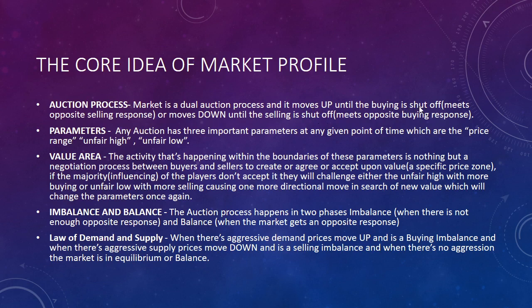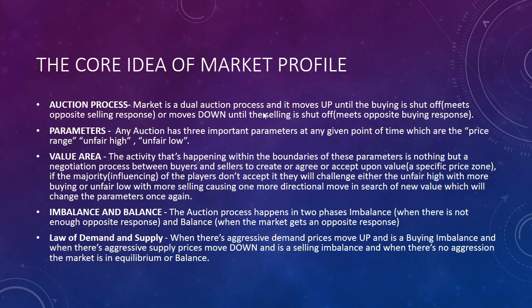The shut off does not mean it's zero or something. It's that the buying is not dominating anymore, and similarly the selling is not dominating anymore. When the buying is not dominating anymore, the market stops moving up; until then, it moves up. In a similar way, it moves down until the selling stops dominating. And when there are no dominant forces, or there are equal forces on both sides, the market tries to stay in a range. But not going into that now. The auction process is a dual auction process, and it moves up and moves down.